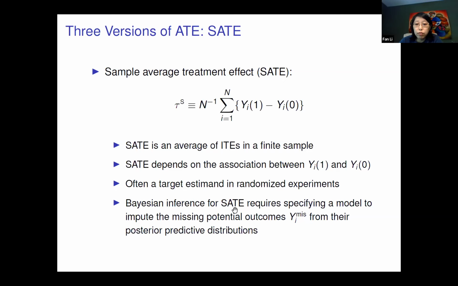So the Bayesian inference for SATE would require specifying a model. I will talk about what kind of model later, but it is used to impute the missing potential outcomes for all the units in this sample, and then you calculate the estimand.